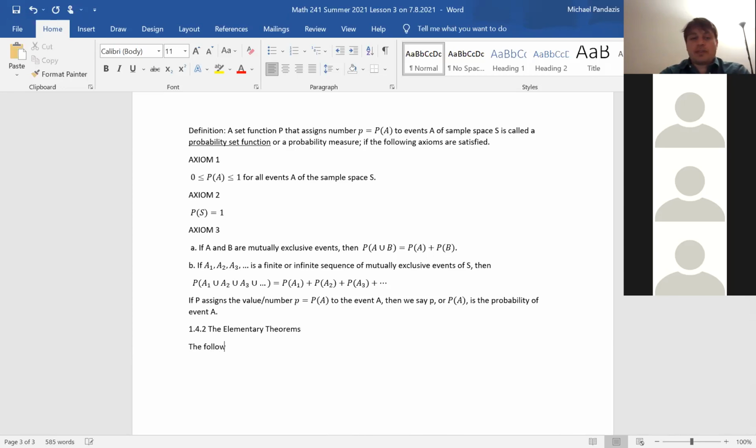Okay, so the following theorems are derived from the axioms of probability.